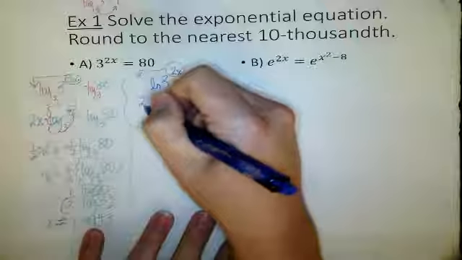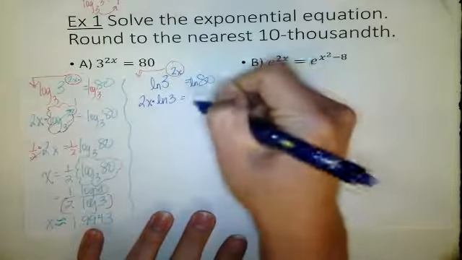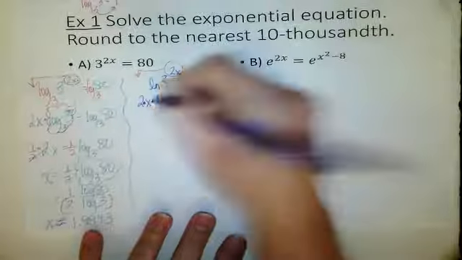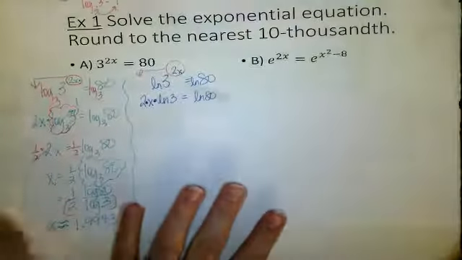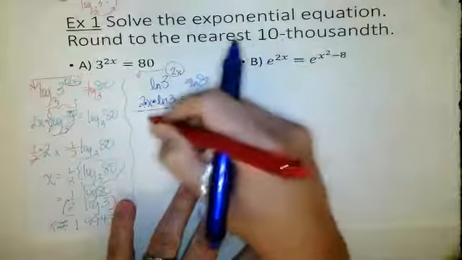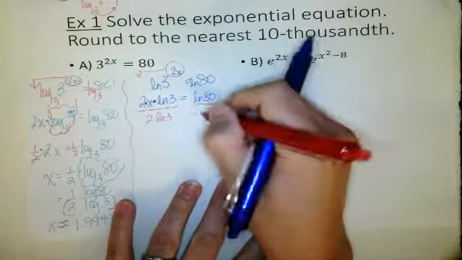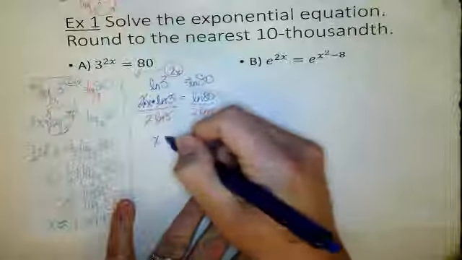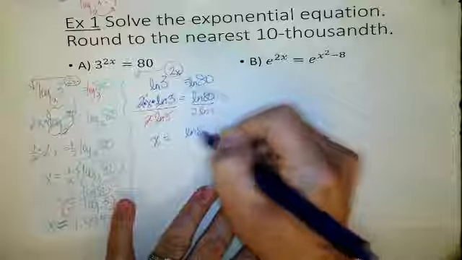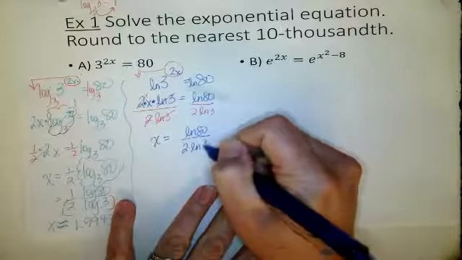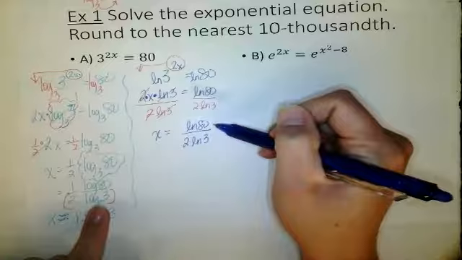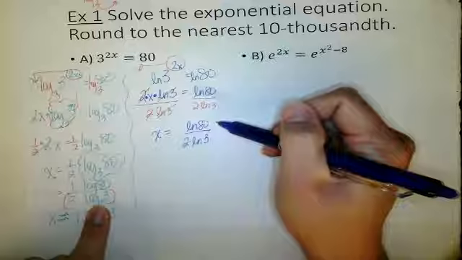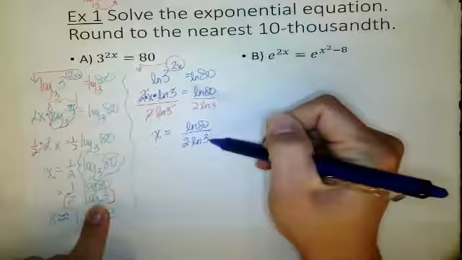All right, so I have 2x times the natural log of 3 equals the natural log of 80. Now, this is 2 times x times the natural log of 3. How do you get x by itself? Divide by 2 and the natural log of 3. 2 on top and bottom, natural log of 3, top and bottom cancels out. I'm left with x equals the natural log of 80 over 2 times the natural log of 3. And doesn't that look very similar to this? Okay? You see that? Same thing, except that this is easier.